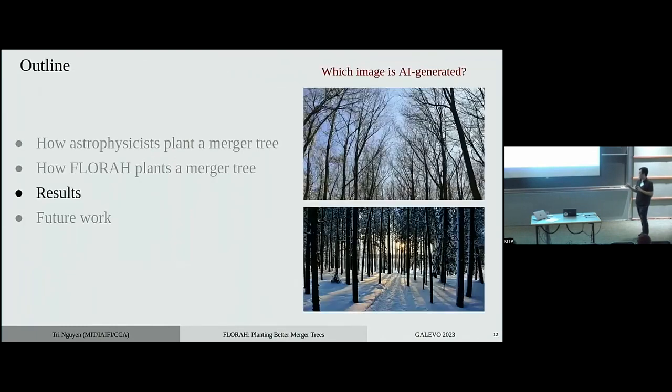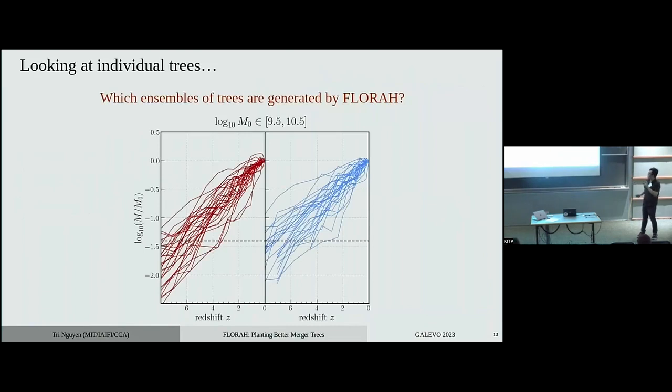All right, so let's show some results. If you're interested, the top images are the AI-generated images, which lead me to which of these trees are AI-generated trees. To explain the plot, I'm plotting the redshift versus the mass, and this mass is normalized by the initial mass. And the initial mass here, I bin from 9.5 to 10.5.